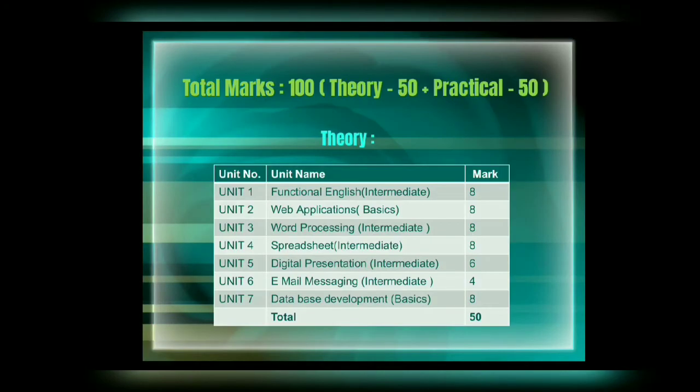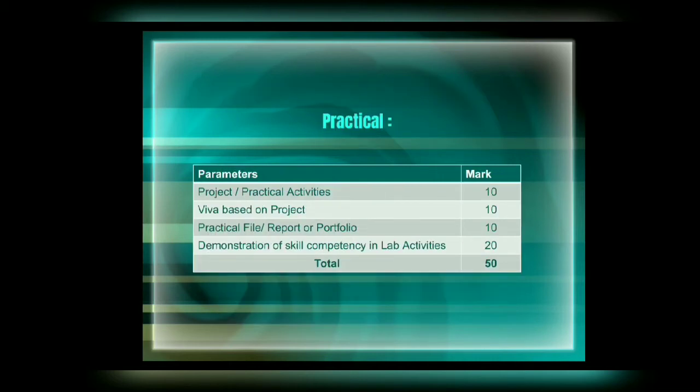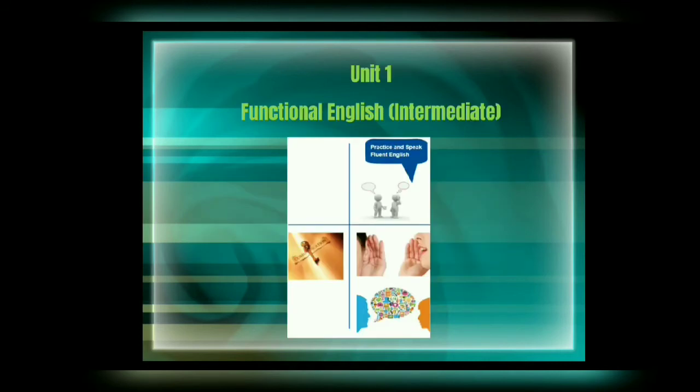The theory portion contains a total of 7 units and 50 marks for practicals. We will now be starting with the first unit, that is functional English.